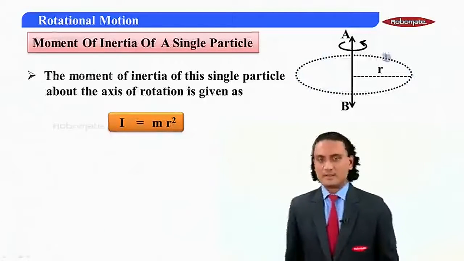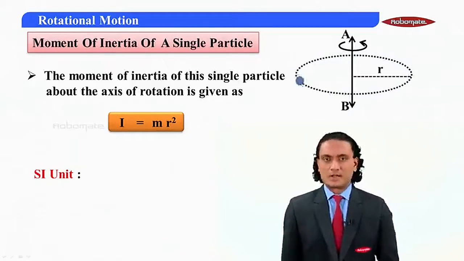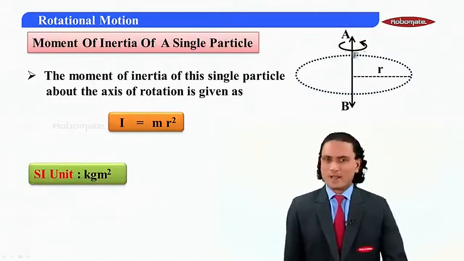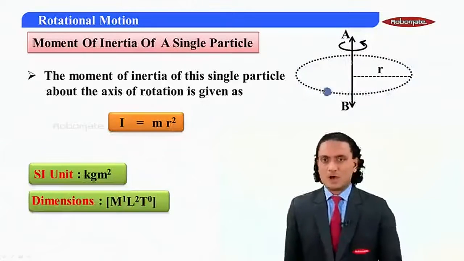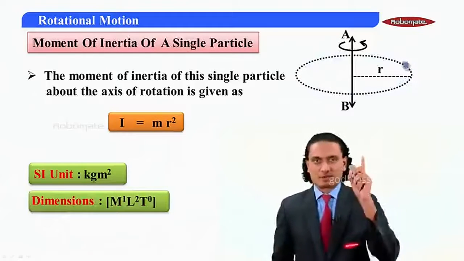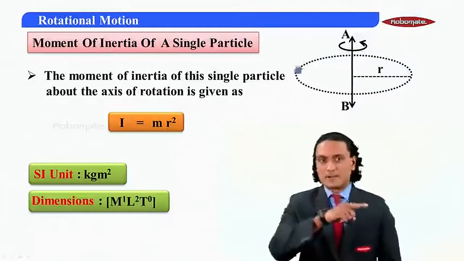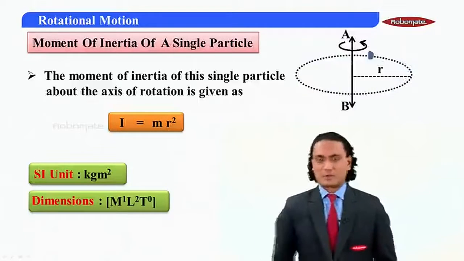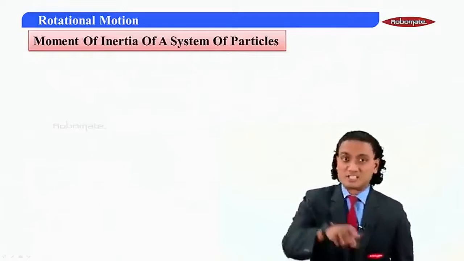Is that clear? Now, what is the SI unit? Of course, SI unit will be mass is kilogram and distance is meter, so kilogram meter square. And what are the dimensions? Dimensions will be M raised to 1, L raised to 2 and T raised to 0. Is this clear, students? Moment of inertia of a single particle is mr square, and what is r? Yes, it is the perpendicular distance of the particle from the axis of rotation. Fine.